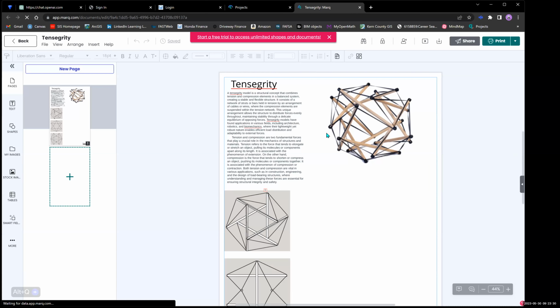I believe the tensegrity model has 27 interventions, which will be explained in another presentation.